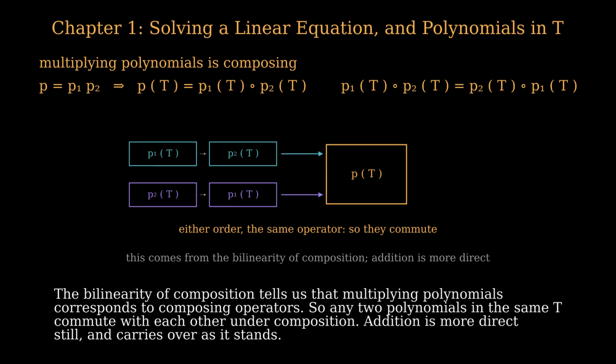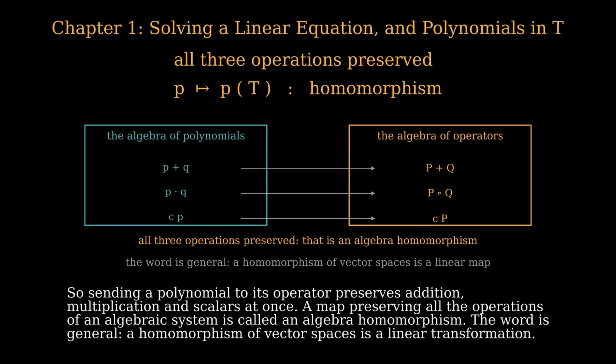Addition is more direct still and carries over as it stands. So sending a polynomial to its operator preserves addition, multiplication, and scalars at once. A map preserving all the operations of an algebraic system is called an algebra homomorphism. The word is general. A homomorphism of vector spaces is a linear transformation.